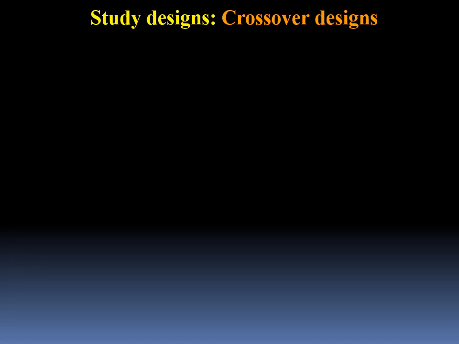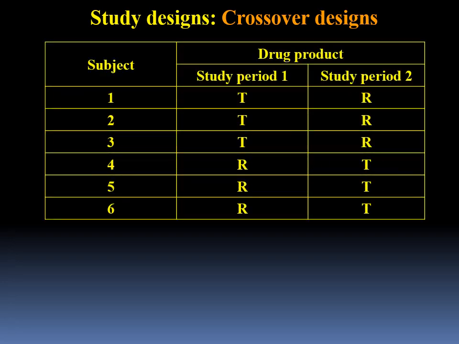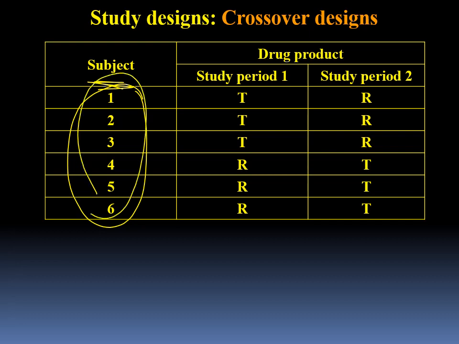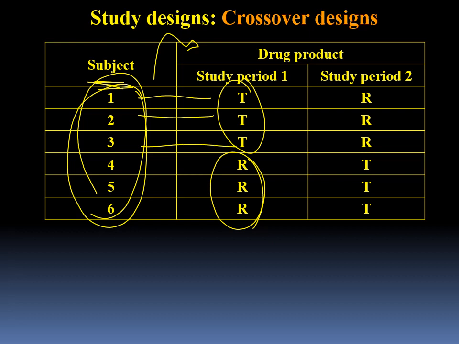Design number 4 is crossover design, and that is the most important one. For example, if we have 6 subjects, of course the word subject here means volunteer. If we have 6 healthy volunteers, 3 out of these 6 will take the test, and the remaining 3 will take the reference drug product. So volunteers number 1, 2, and 3 will take the test drug product or the generic, and volunteers number 4, 5, 6 will take the reference.